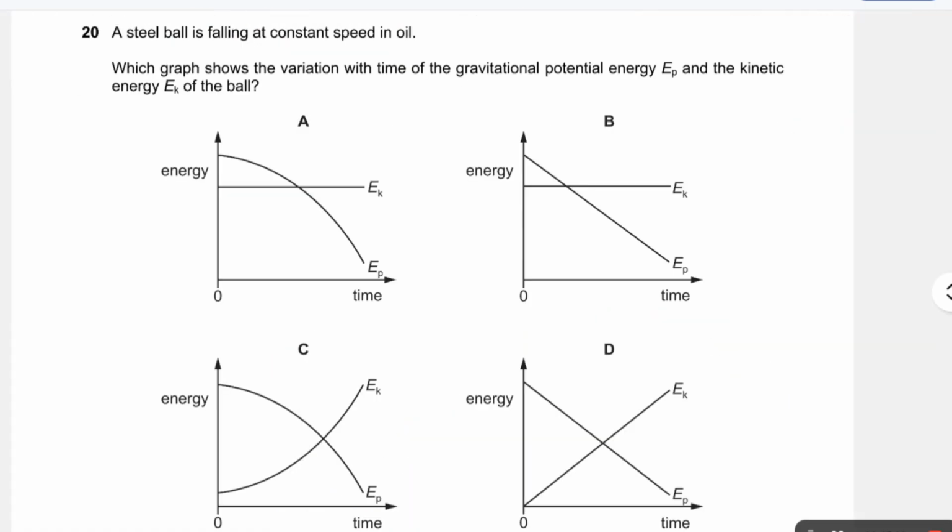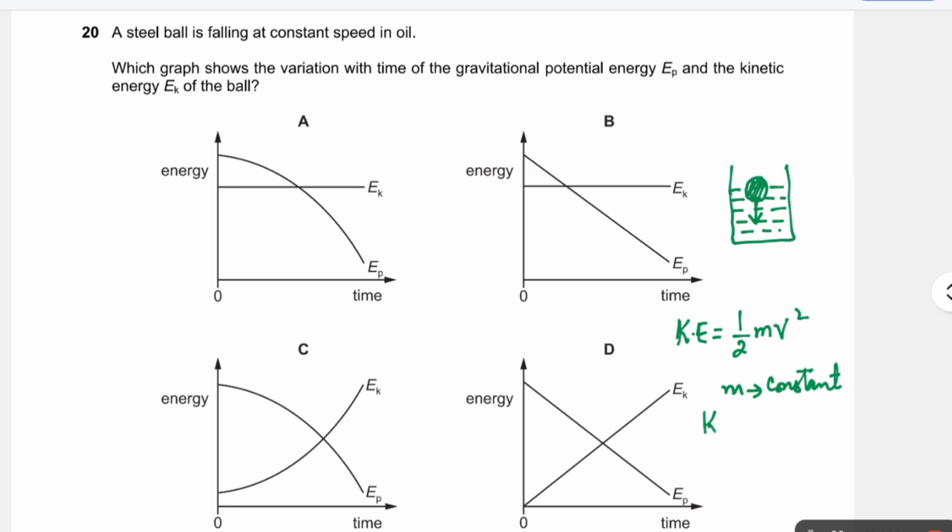Next question is, a steel ball is falling at constant speed in oil. You know that the ball is falling inside the oil. This is the oil. Inside this, the ball is falling in the downward direction. Which graph shows the variation with the time of the gravitational potential energy and kinetic energy of the ball? You know that kinetic energy is equal to 1 divided by 2 mv square. Mass will not change. Mass is constant.